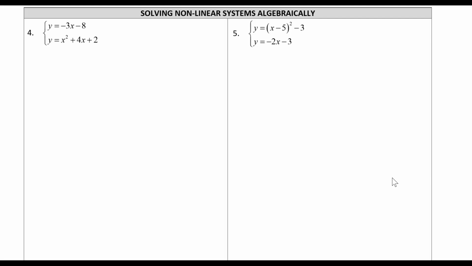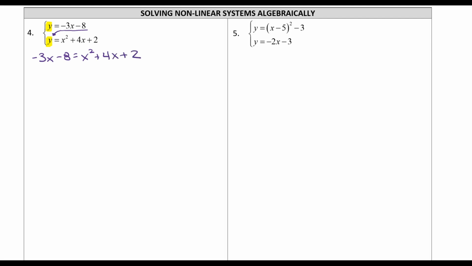Okay, so looking at number 4, we have y equals negative 3x minus 8 and y equals x squared plus 4x plus 2, a linear and a quadratic. Notice they have a y in common. So what that means is we can actually use substitution and plug one equation into the other. I'm going to take this negative 3x minus 8 and put it in place of that y on the second function. So I'm going to write negative 3x minus 8 equals the x squared plus 4x plus 2.